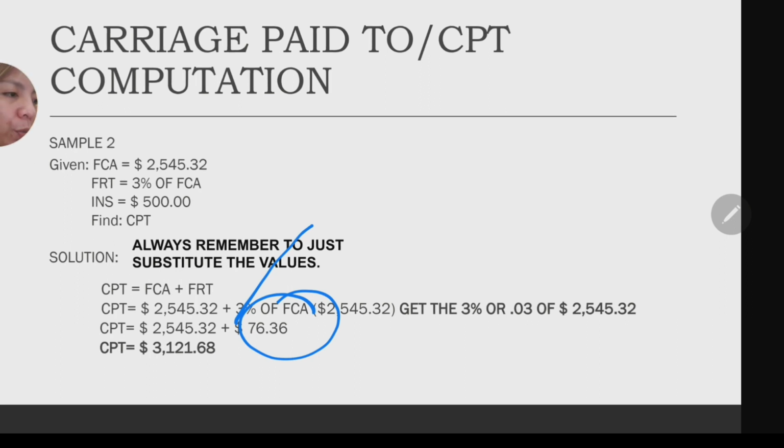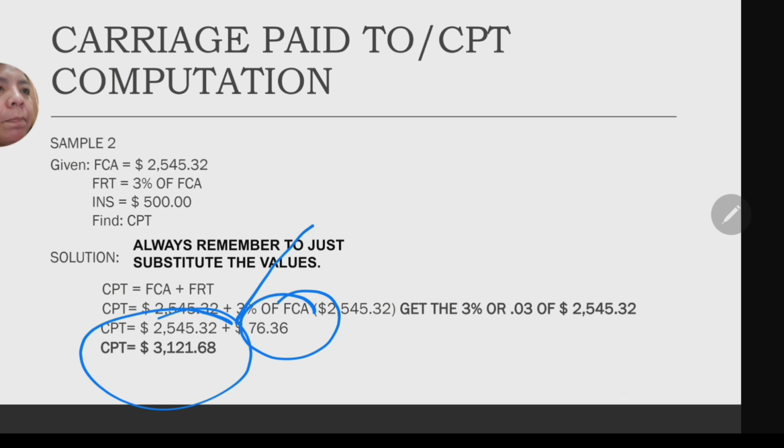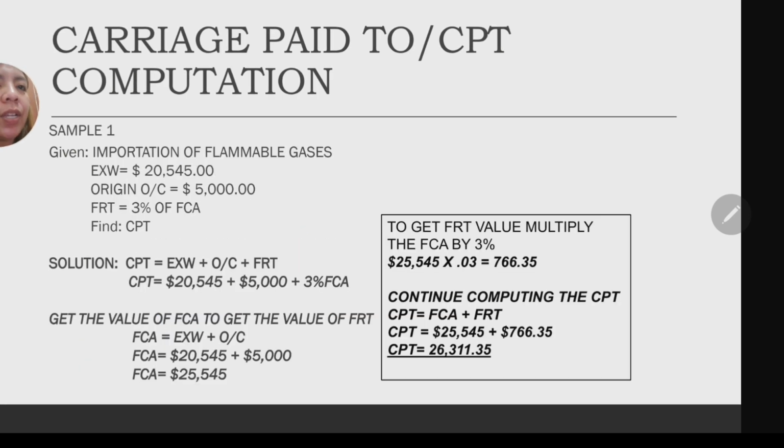And when you compute with your calculator, you're going to get the CPT value of 3,121.68. Okay, so that is how you compute for your CPT, or your carriage paid to.